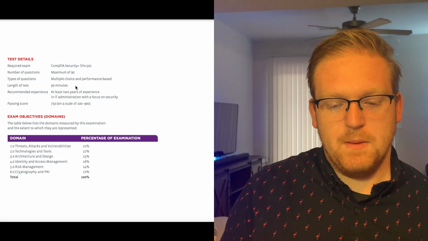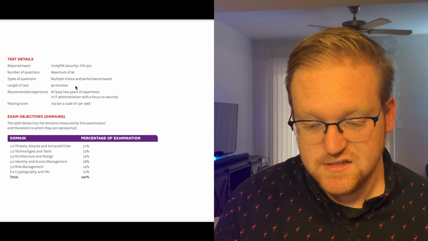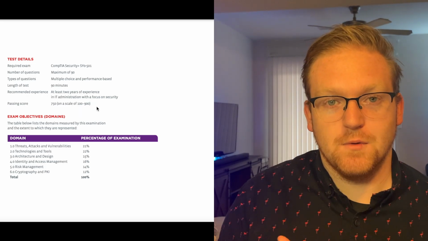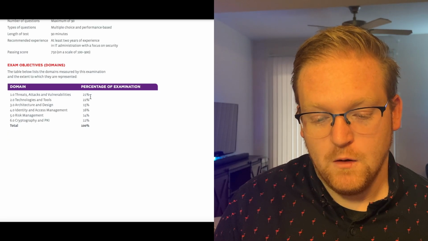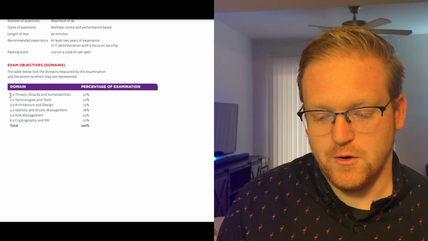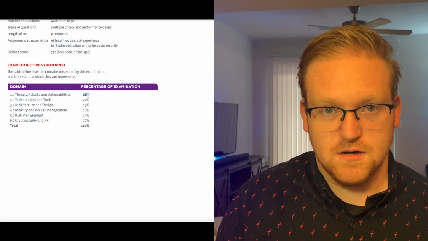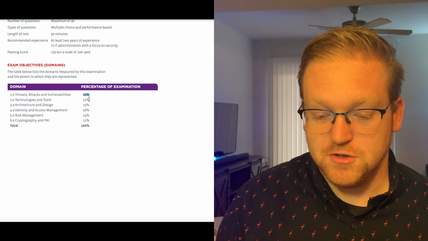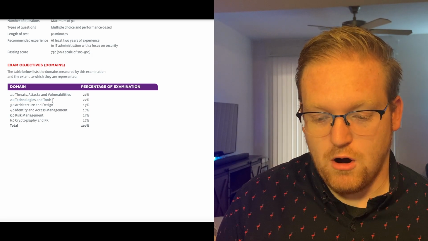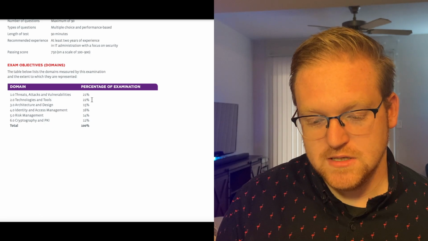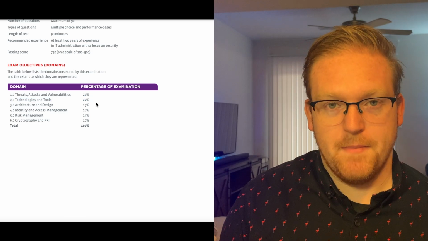Now we also have a breakdown of basically what these modules are, and you can see that these correspond to the chapters that we've been going through on this channel. So in chapter 1, we focused on threats, attacks, and vulnerabilities, which constitutes 21% of the CompTIA Security Plus exam. Chapter 2 is on tools and technologies, which is 22%. So already the first two sections are 43% of this exam. You see, I'm a math guy.